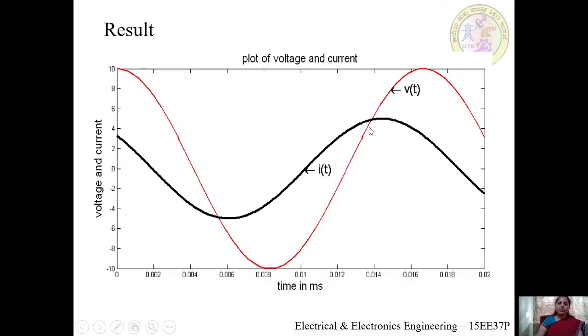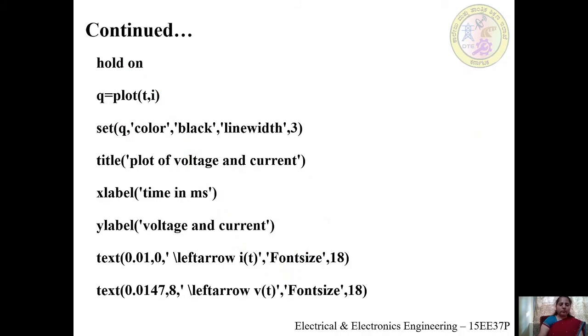I am following the same procedure to mark this v of t. So I have used a text command and I have specified the x and y coordinates. Then this is for the arrow marking. Then I want the text v of t. Then I am also mentioning the font size for the text. So here I have given it as 18.